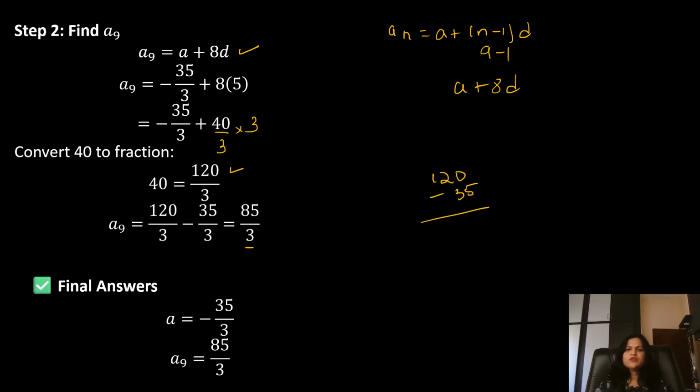You split this into 100 plus 20. This 100 minus 30 is 70. 70 minus 5, still minus 5 is there. 70 minus 5 is 65. 65 plus 20 is 85. 85 by 3. Final answer is a equal to minus 35 by 3, a9 equal to 85 by 3. This is your solution.